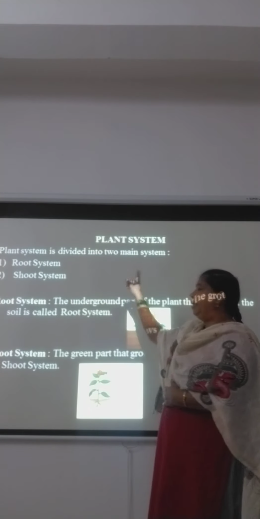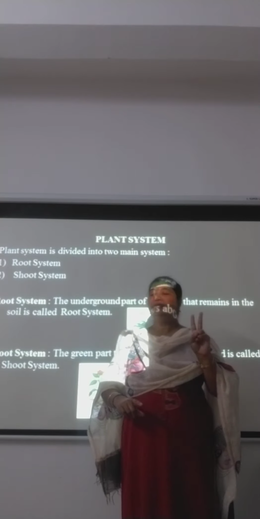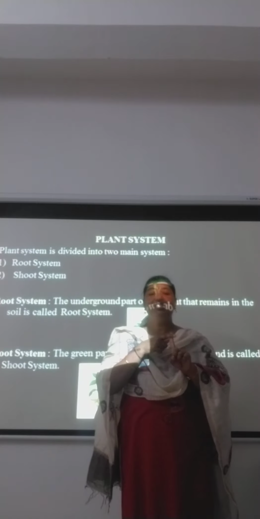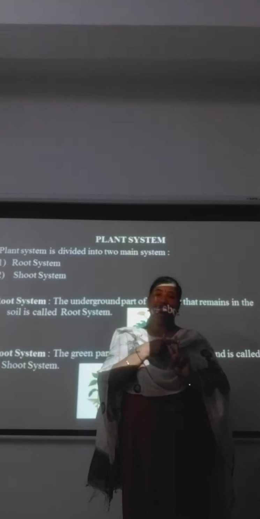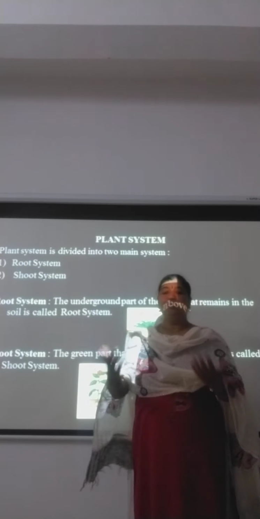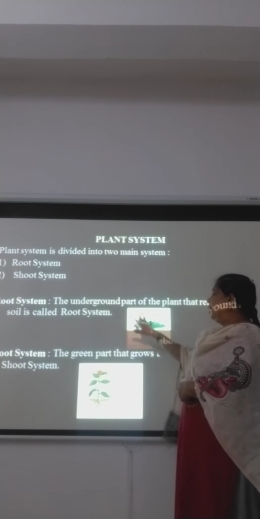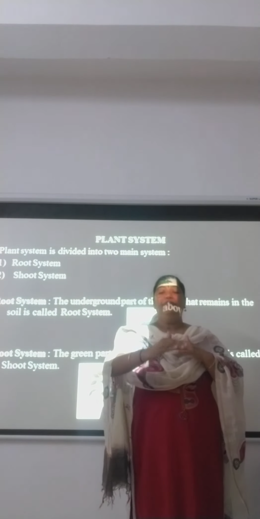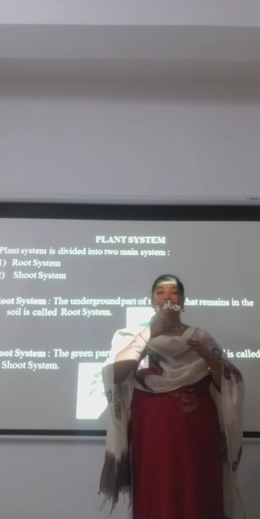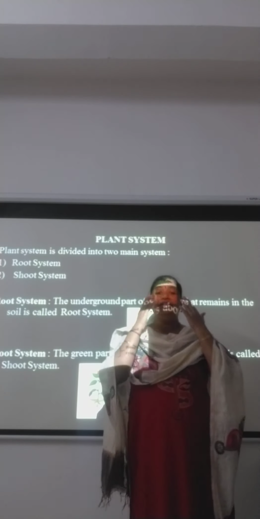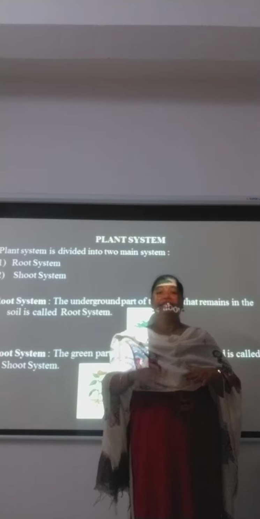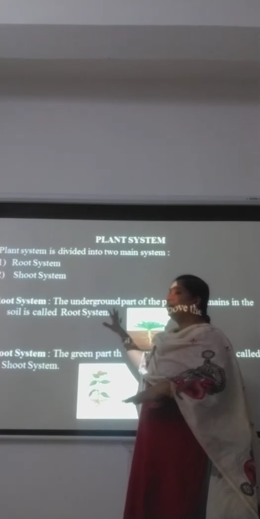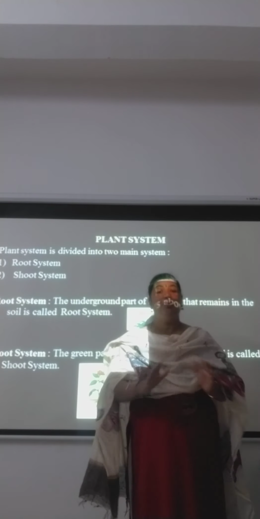So let us see. The plant system is mainly divided into two types: the root system and the shoot system. The first one is the root system, the second one is the shoot system. Root system means the underground part of the plant, the part which is present inside the soil and which we cannot see with our naked eyes. This system consists of many types of roots.